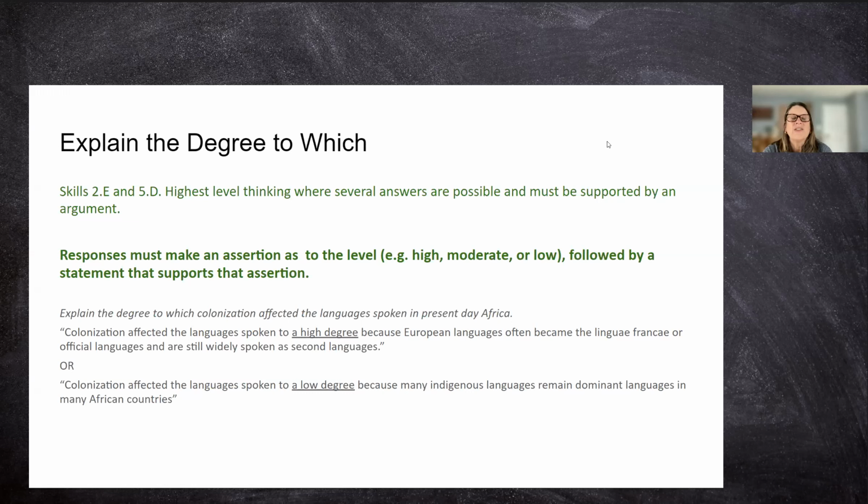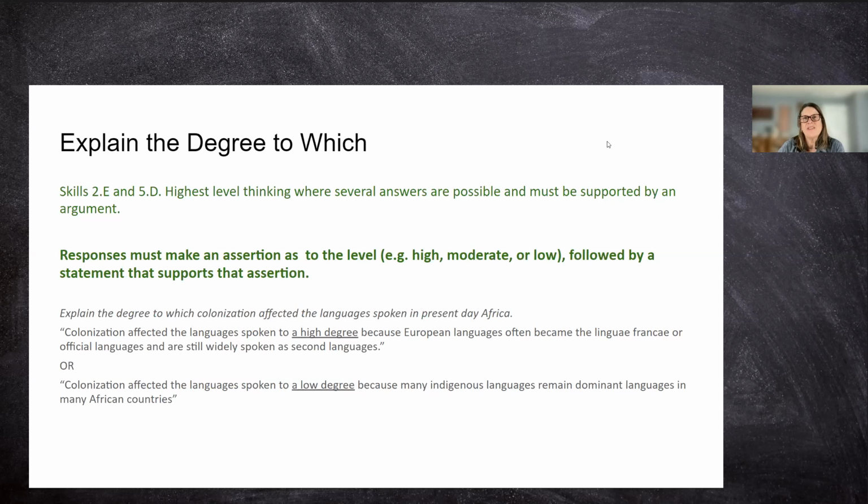So this is really skills 2E and 5D. These are our highest level skills. And also, "explain the degree to which" opens the opportunity for a student who really knows their material to make different arguments depending on how they support this argument. So in a very short but important articulation here, responses must make an assertion as to the level or degree. They must indicate high degree, moderate degree, or low degree, followed by a statement that supports that assertion.